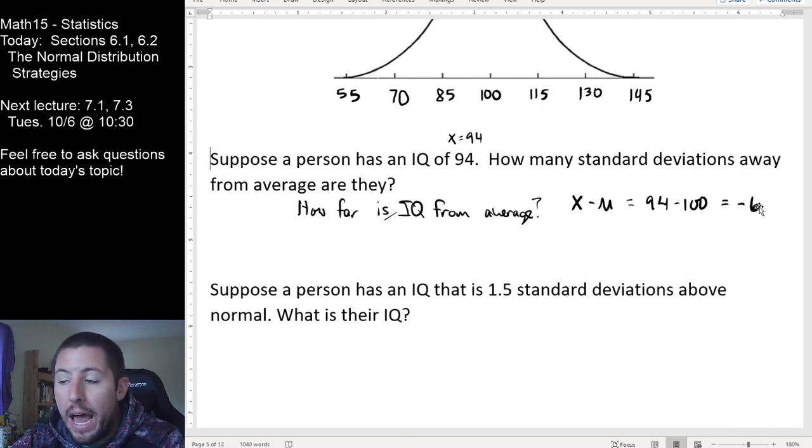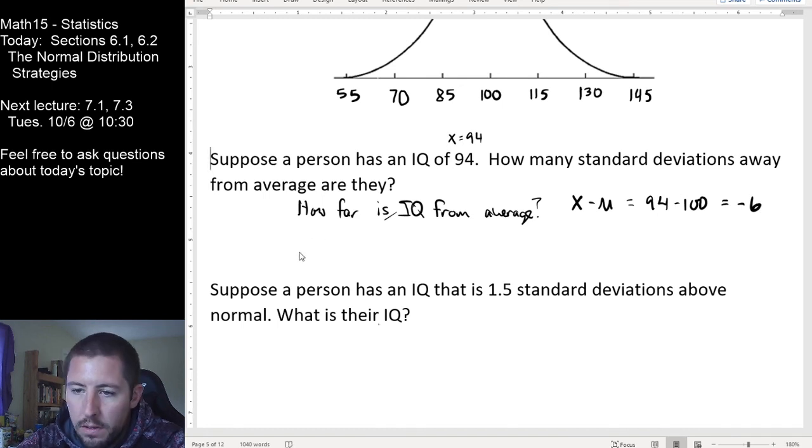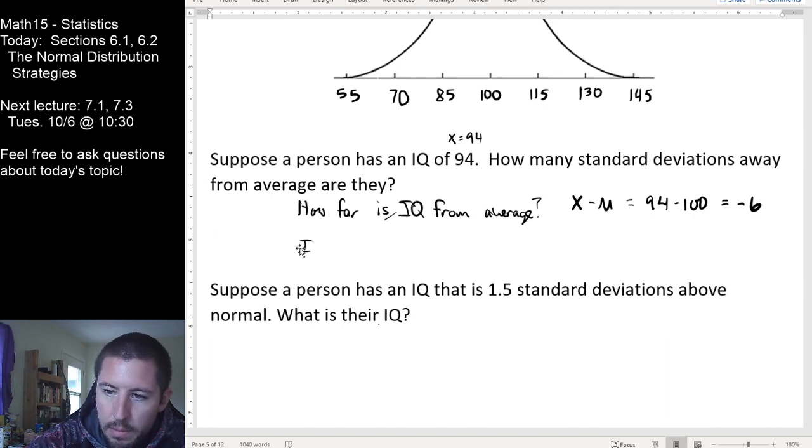So what I didn't want to know was just how many IQ points away, but how many standard deviations away. So now we can say, I don't want an I right there. What am I writing?